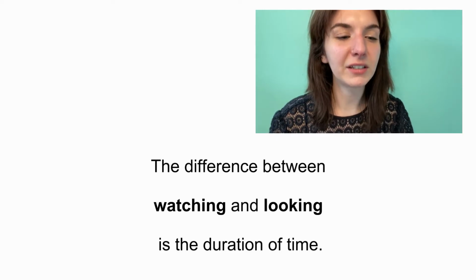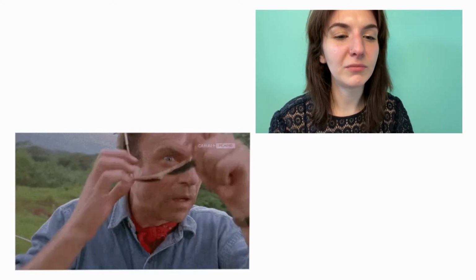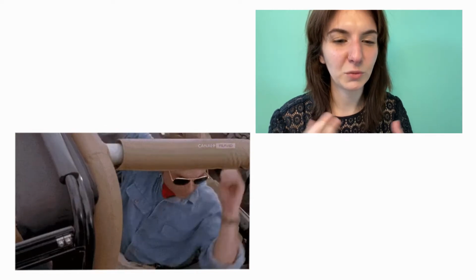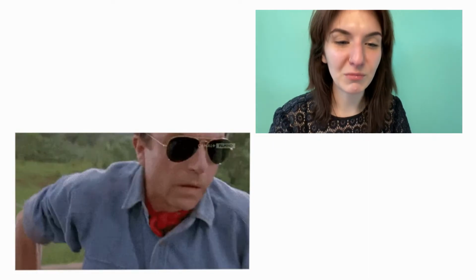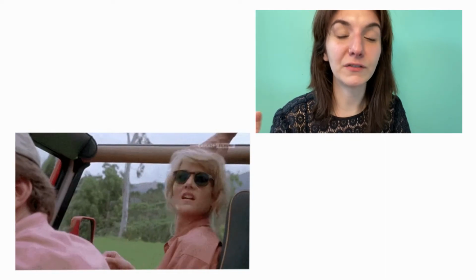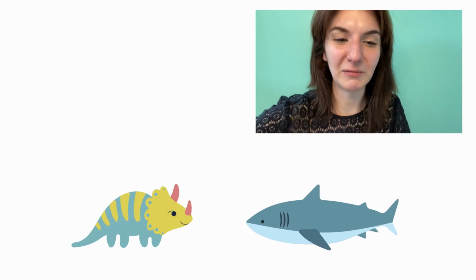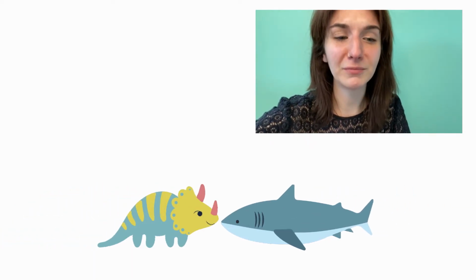So I found this little GIF from Jurassic Park, which is a really good example, I think, of look at. She's watching her map. I guess for lack of a better expression, she's watching it, she's studying it, and then she physically moves her head in another direction to focus on the dinosaurs that are on the other side of the car.